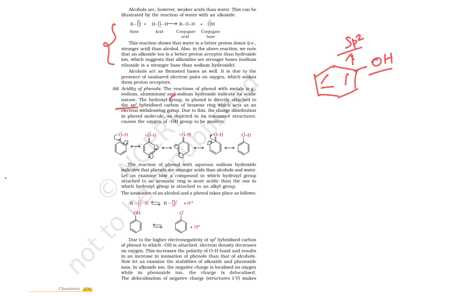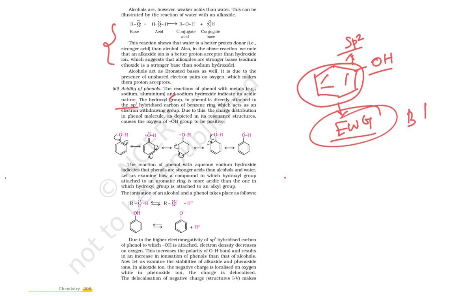Next, the ring acts as an electron withdrawing group. This benzene ring is an electron withdrawing group. An electron withdrawing group increases your acidity and decreases your basicity. Due to this, the charge distribution of the phenol molecule is depicted in the resonance. Your oxygen is going to get the positive charge, the carbon has the negative charge, and this negative charge is going to delocalize on the ortho and para positions.